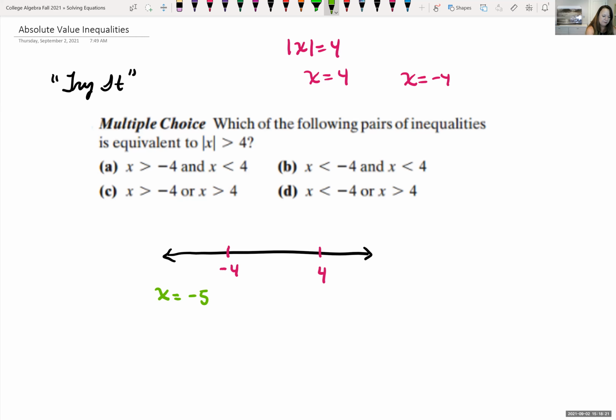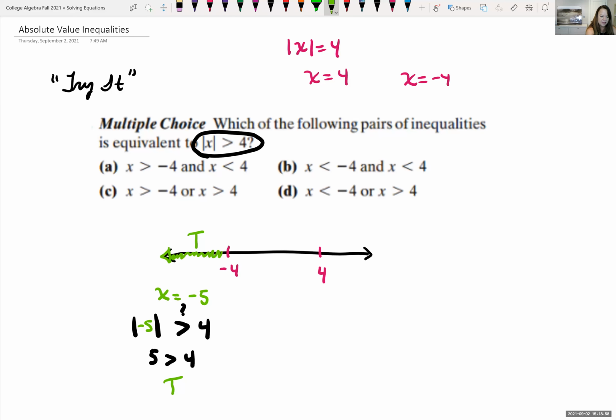We want to see if we plug it back into this statement, if it's true or not. So if we plug in -5, is the absolute value greater than 4? Well, the absolute value of -5 is 5, and 5 is greater than 4. So this is a true statement. And so anything that we would have chosen to the left of -4, if we plugged it into that inequality, it would have been true.